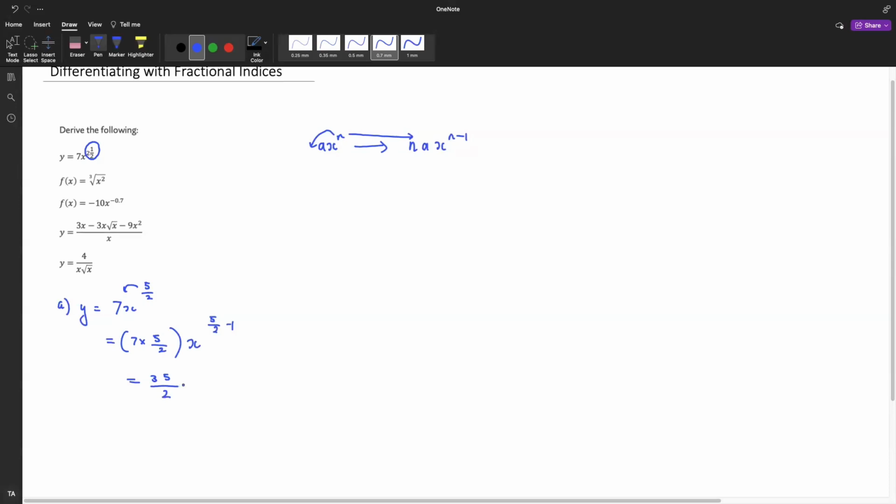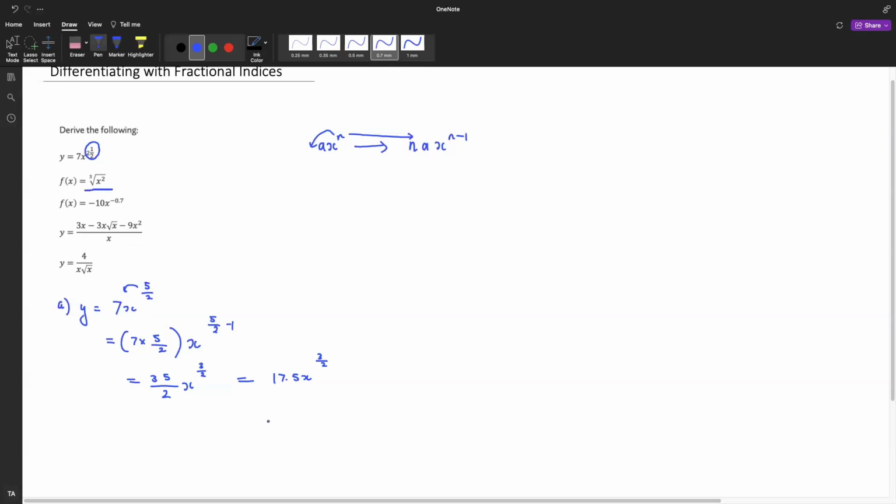And now this becomes 35/2x. You can write it as a decimal as well. And then 5/2 minus 1 becomes 3/2. Okay, so I'm just going to write it as a fraction just like that. So I'm just going to write that as 17.5x to the power of 3/2. And then sometimes they'll also require that your solution should not have any fractional indices. All your answers should be in surd form, something like what they've done here.